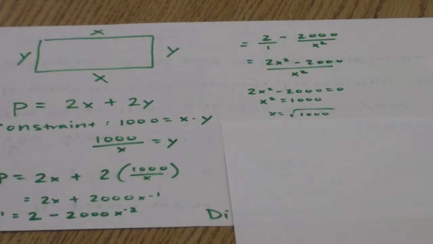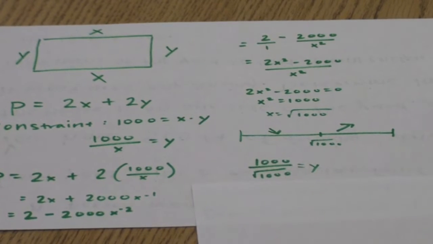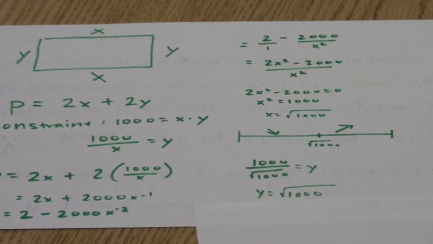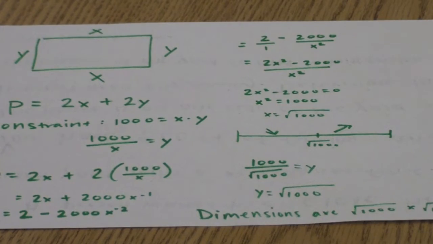We then check to make sure it is a minimum by plugging a larger and a smaller number into the constraint. We find it is a minimum, so we plug square root of 1,000 in for x, and we get y equals square root of 1,000. Since we know it is a square, we know the dimensions are square root 1,000 by square root 1,000.